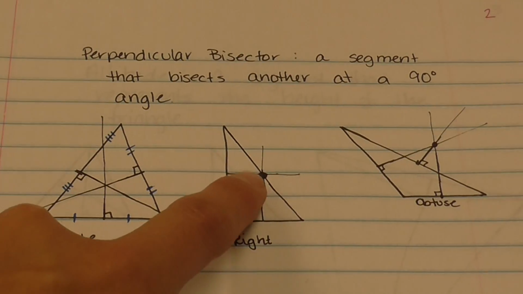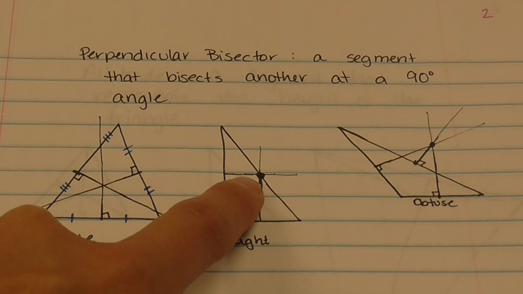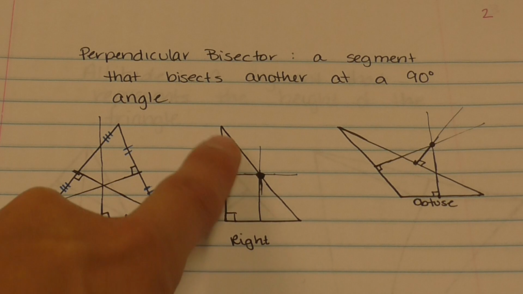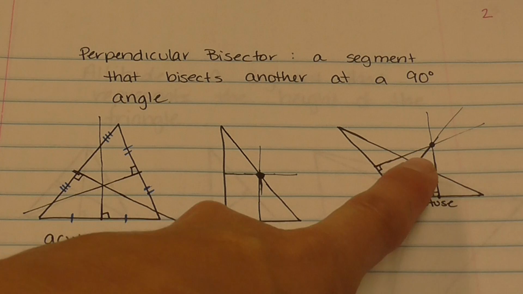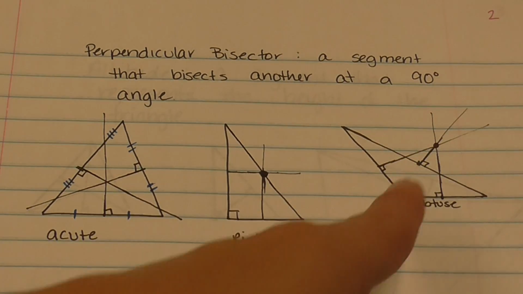On a right triangle, they intersect on the triangle itself because the midpoint of the hypotenuse is where they cross. In an obtuse triangle, they intersect outside because this does cross, but it can cross all the way through and go outside the triangle.